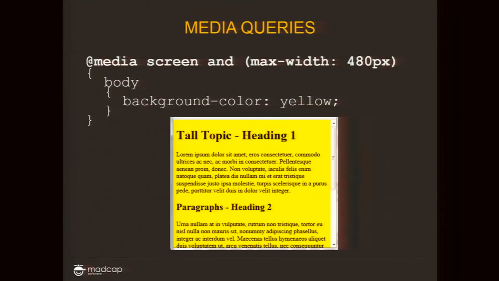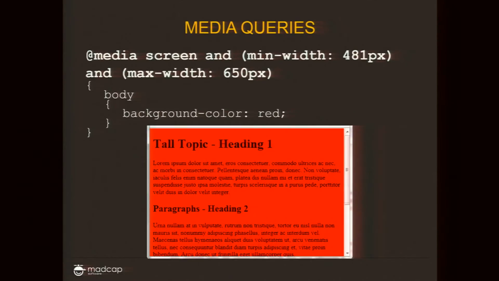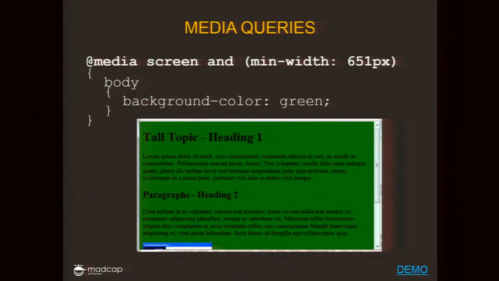So now we have one style sheet, 3 different media queries, and I just used background color as an example because it's easy to see, but I could change any presentation in the entire page based on the size of the screen that you're viewing. So if it's a small screen, the background will be yellow. If it's a medium screen, the background will be red. And if it's a large screen, the background will be green automatically.